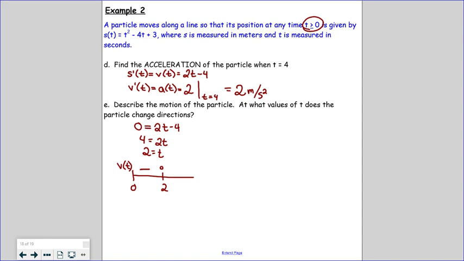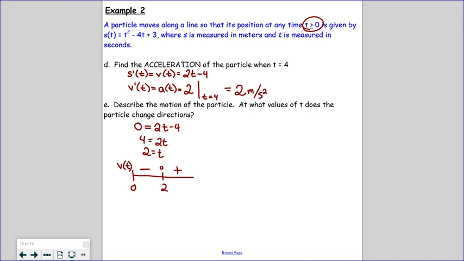And then I pick a sample number on this side, something bigger than 2, like 3 or 4 or 10. If I put 3 in here, 2 times 3 is 6 minus 4, that's a positive number, which means any number I were to pick in that area would be positive. Okay, well that tells us about the motion of our particle. When our velocity is negative, we know that it's moving left or backwards, and when our velocity is positive, we know it's moving right or forwards.